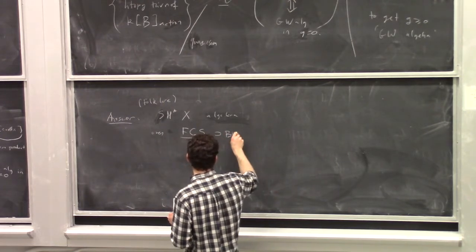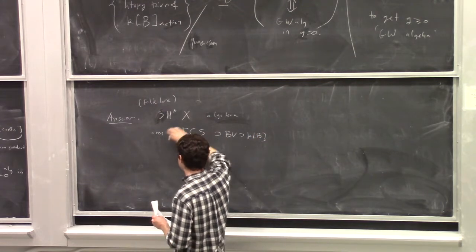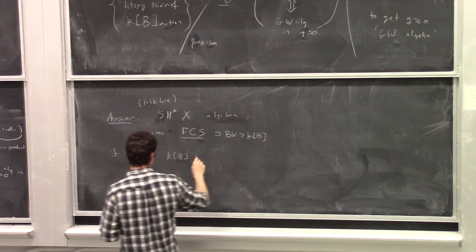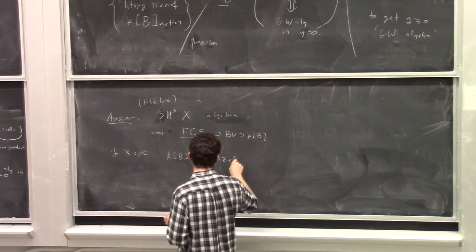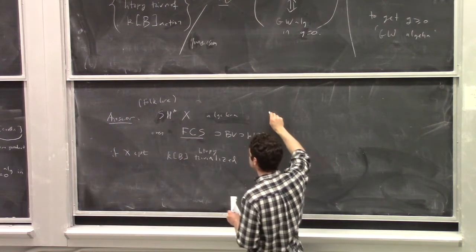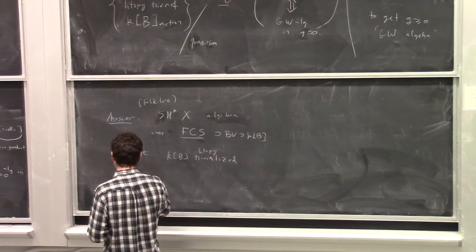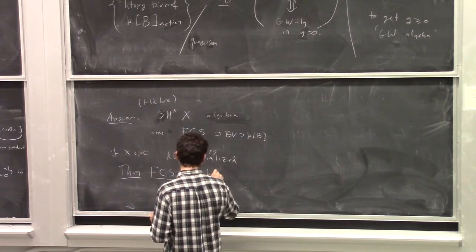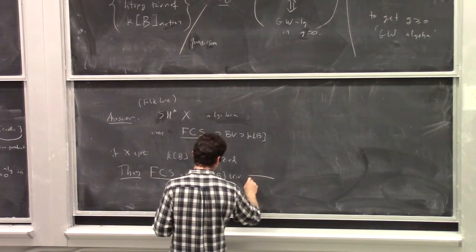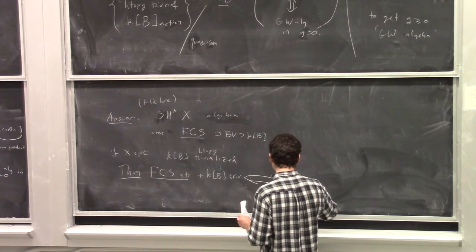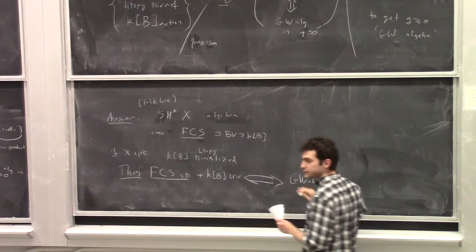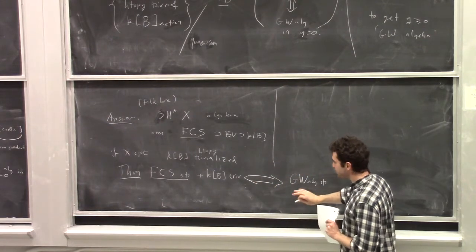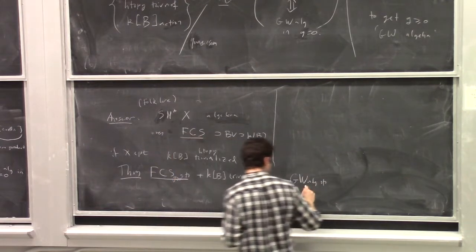Part of this structure is the BV structure, and part of it, again, is the circle action. And because it's the exact same space, the circle action is still trivial. Or sorry, if X is compact, then the circle action is trivial, and in fact not homotopy trivialized. The theorem is that FCS structure, whatever that is, plus a circle polarization is equivalent to a Gromov-Witten algebra structure. Again, whatever that is, all of these yet to be defined.